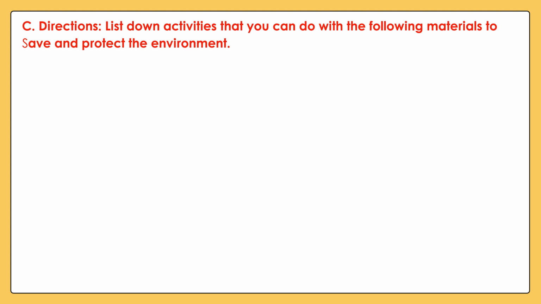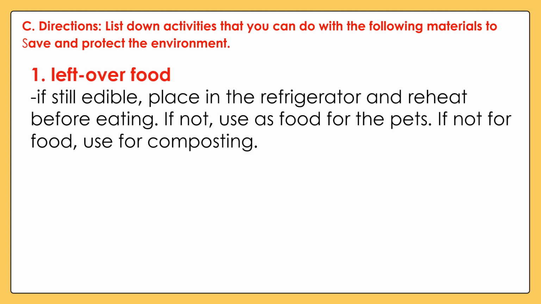Let's try to answer this one. Directions: list down activities that you can do with the following materials to save and protect the environment. Number 1, leftover food. If still edible, place in the refrigerator and reheat before eating. If not, use as food for the pets. If not for food, use for composting.